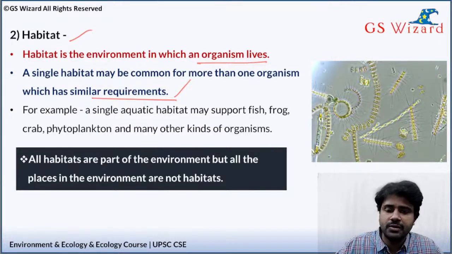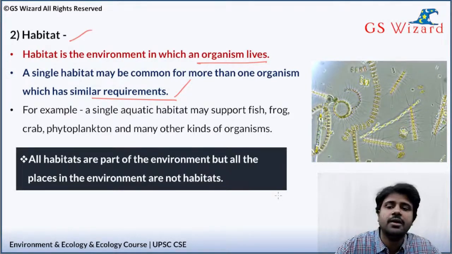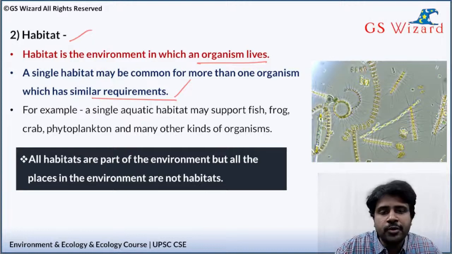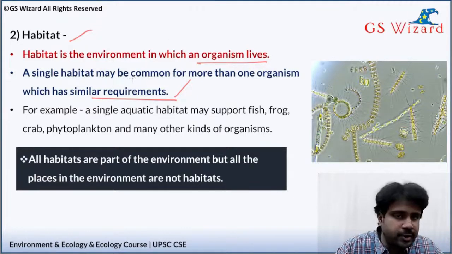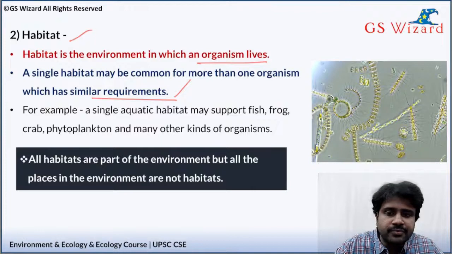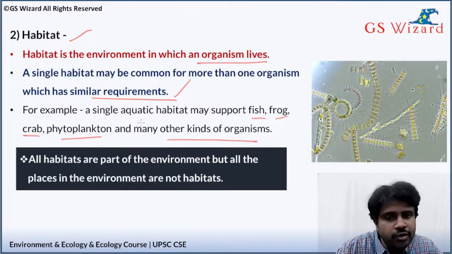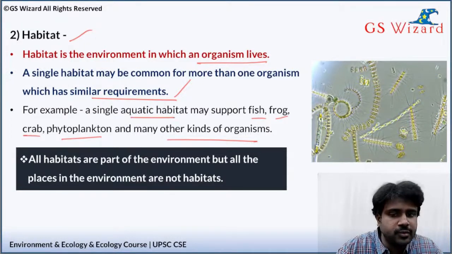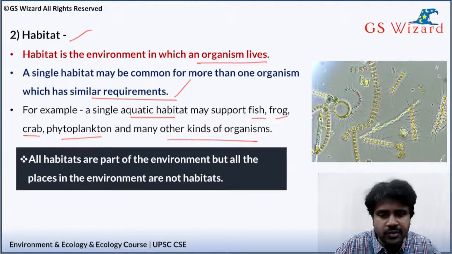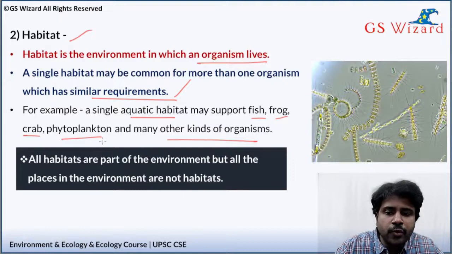Okay, so now let us resume our discussion about habitats. A single habitat may be common for more than one organism which has similar requirements. For example, fish, frog, crab, phytoplankton, and many other kinds of organisms. They all live in an aquatic habitat because they have similar requirements. So in this way, a single habitat may be common for more than one type of organism which has similar requirements. Very simple.